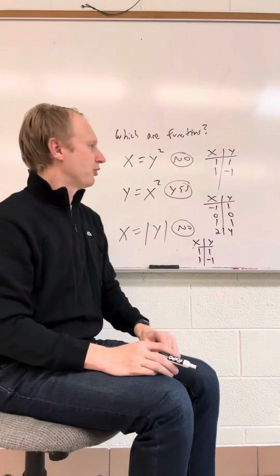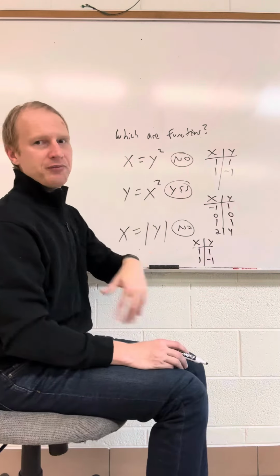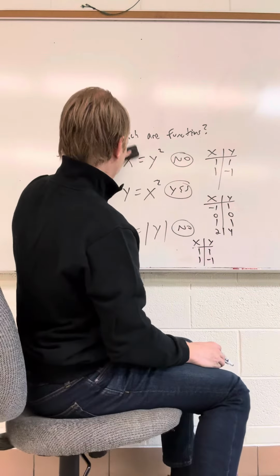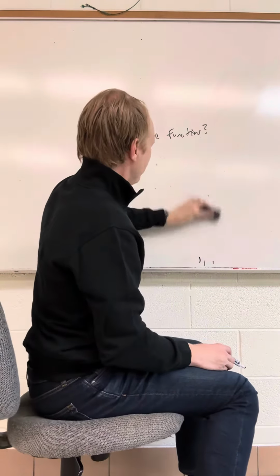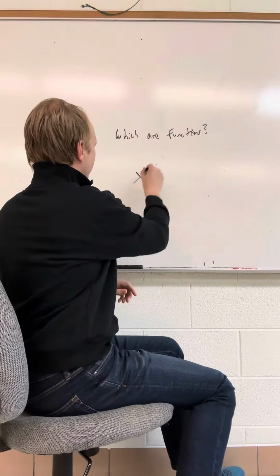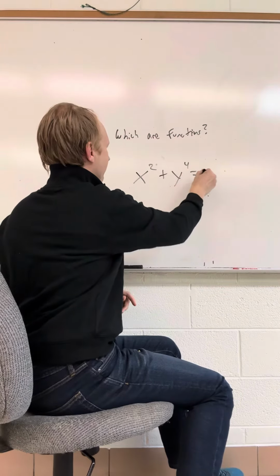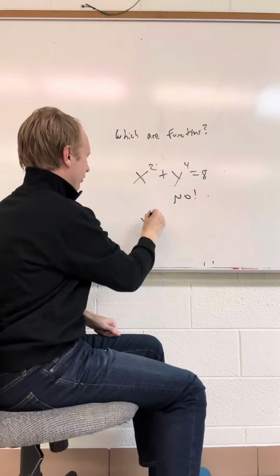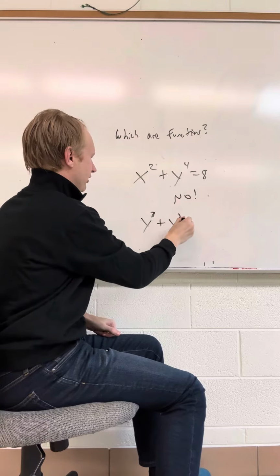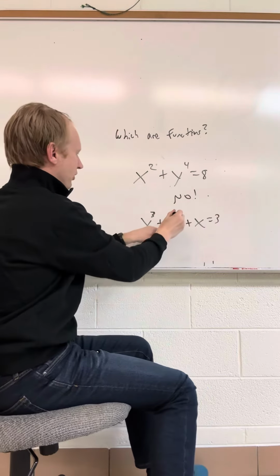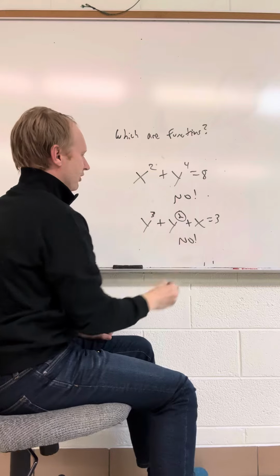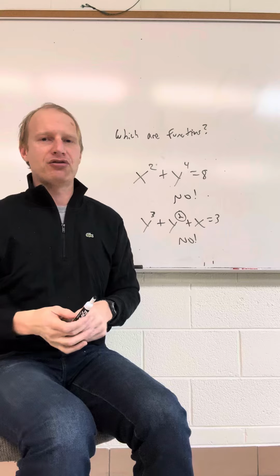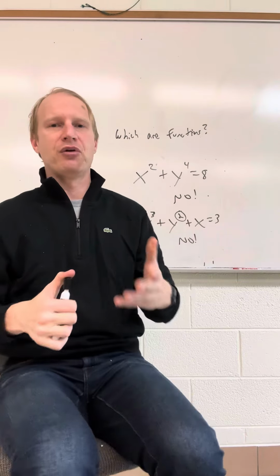So remember, when you're looking at an equation, if it's y to an even power, it's not a function. If it's y to an odd power for all of them, then it is a function. For example, if I have x squared plus y to the 4th equals 8, that's y to an even power, so it's no. If I have y to the 3rd plus y to the 2nd plus x equals 3, you have a y to an even power, so again, it's no. So anytime you have y to an even power, it's not going to be a function. That's one of the ways you can tell if an equation is a function or not.